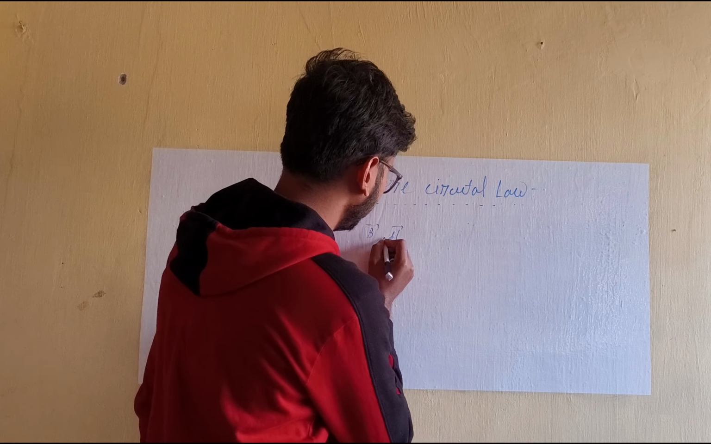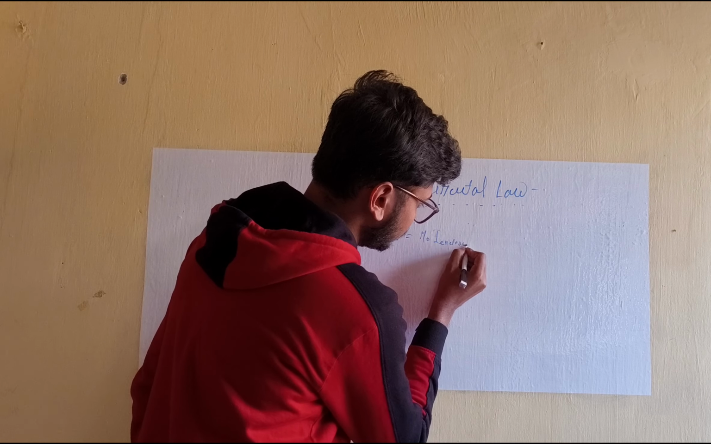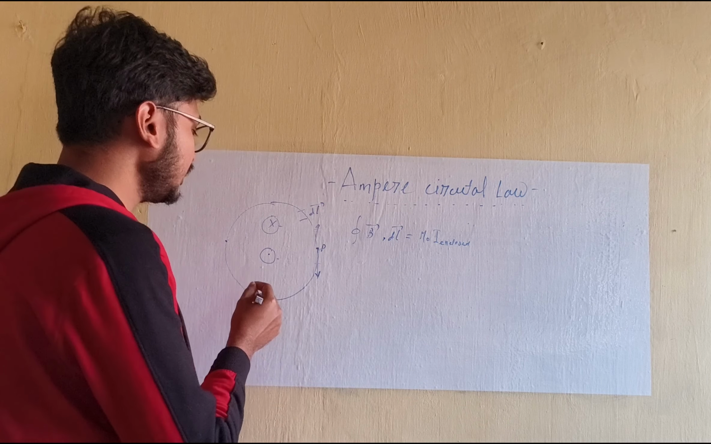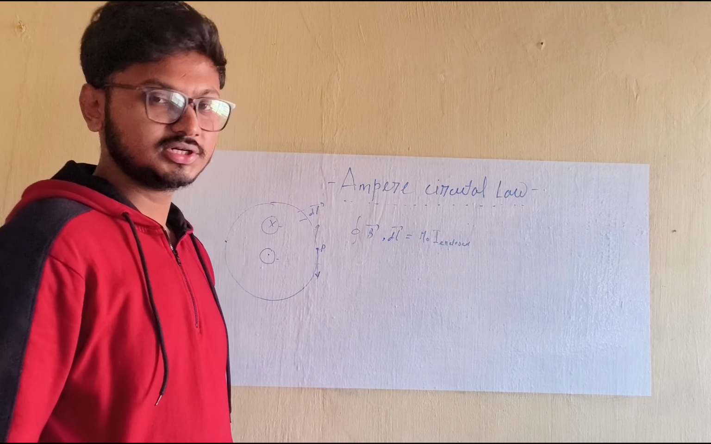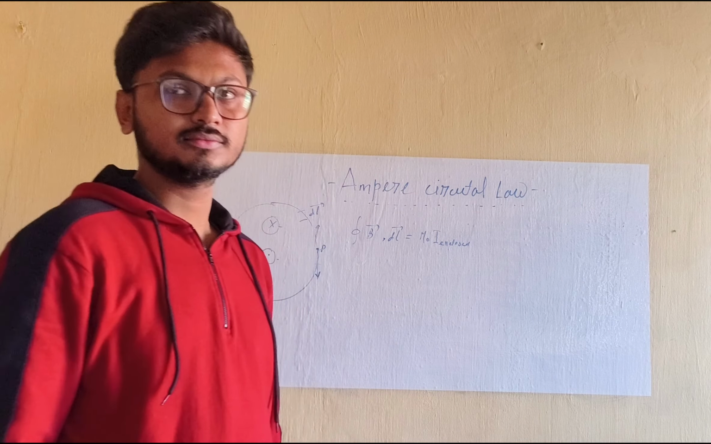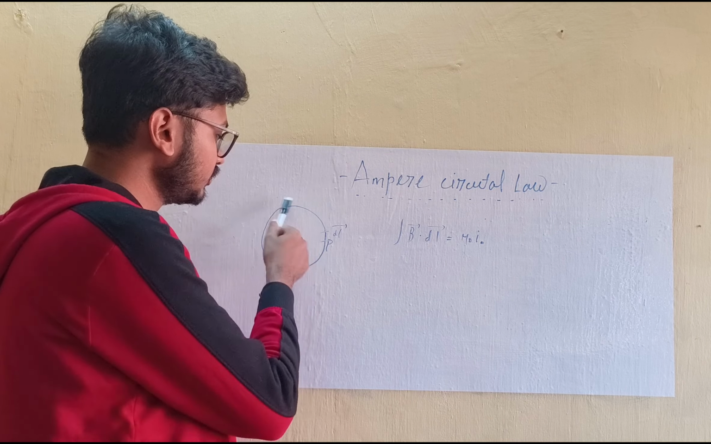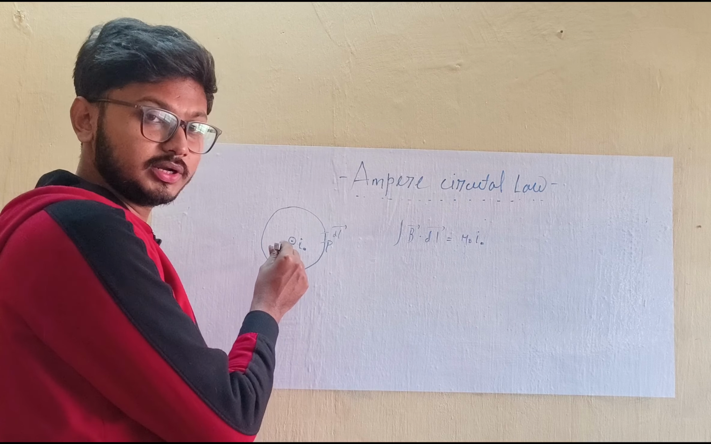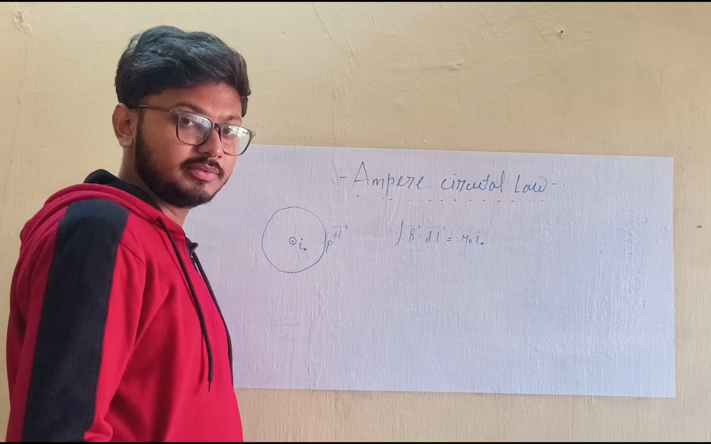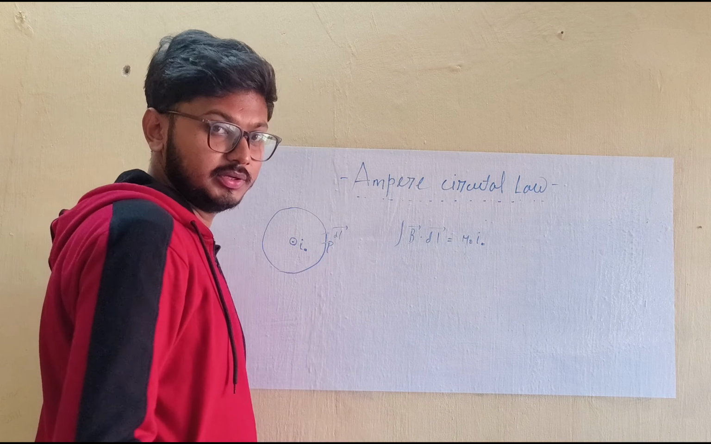closed integral of B dot dl equals mu 0 times I enclosed, where I enclosed is the total current inside that loop and mu 0 is a constant which is known as permeability. Now we are considering a special case where there is a circular loop, and the current is passing in the outward direction, and the value of the current is I0. Now we have to calculate the magnetic field at point P.